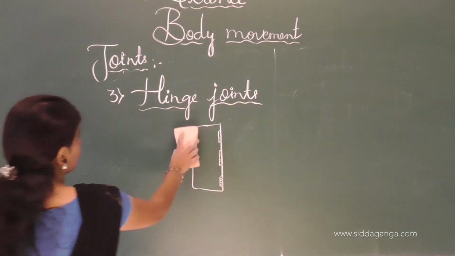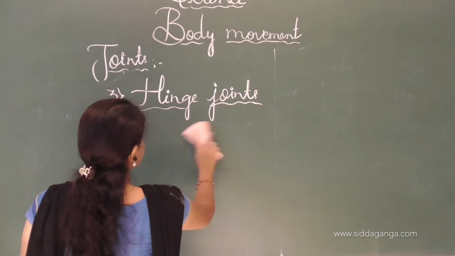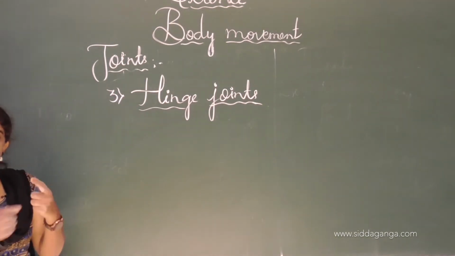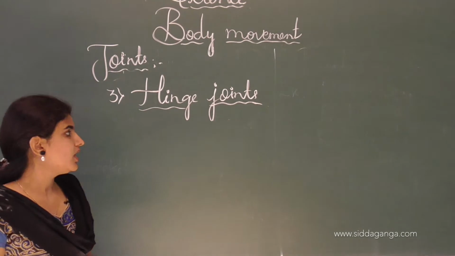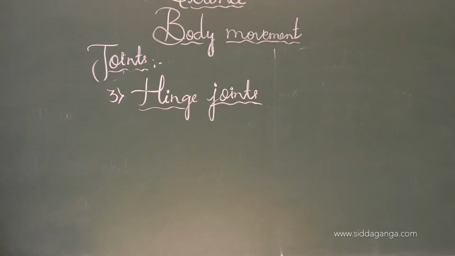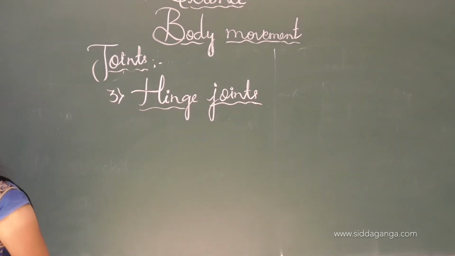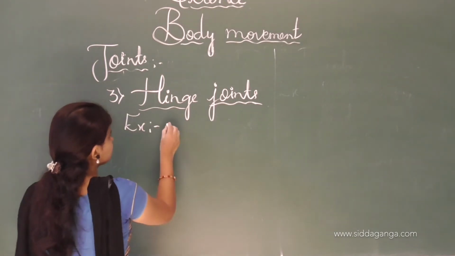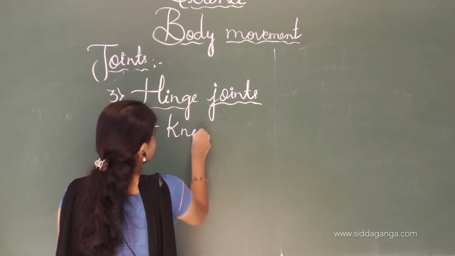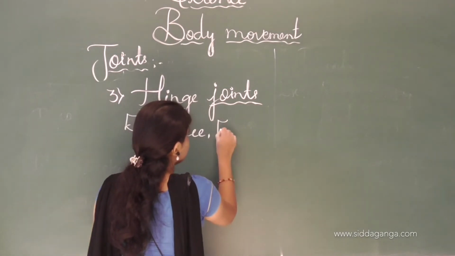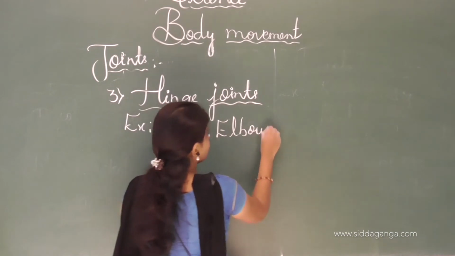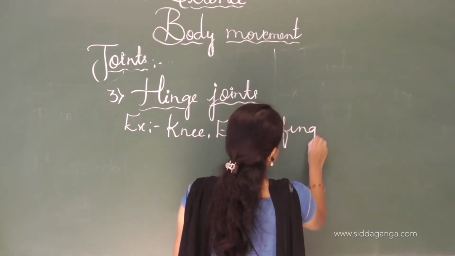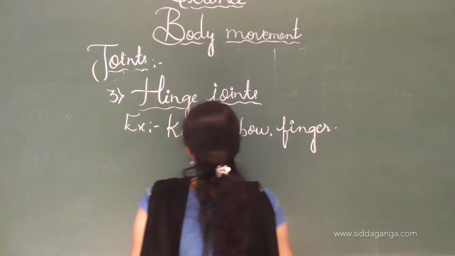These joints are usually present in the fingers, where hinges are present, and also such joints are present in the knee region and the elbow region. Examples for the hinge joints are the knee region, the elbow and the fingers. Such type of joints are present.